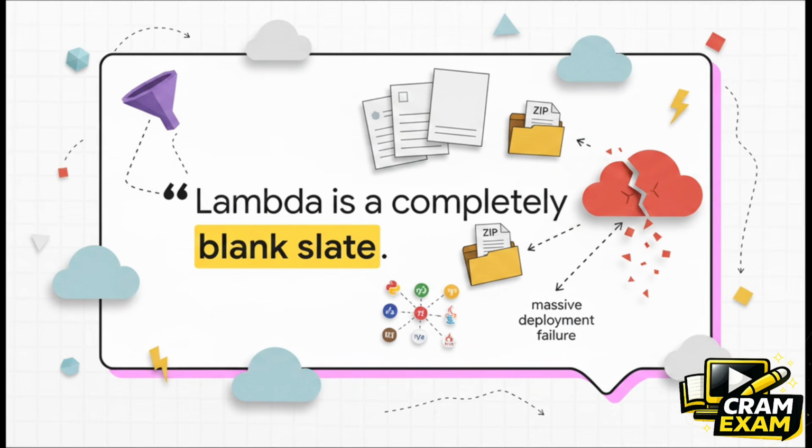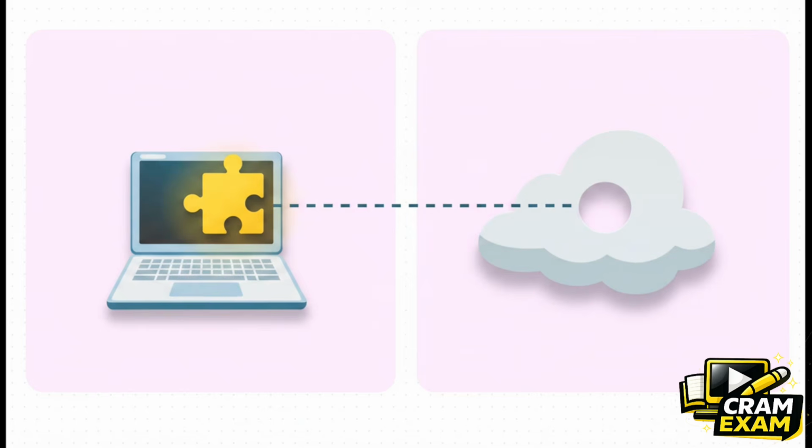But here's the kicker. Even if you do that, you can still trigger a massive deployment failure. Now, imagine this. You package your dependencies perfectly on your Windows or Mac laptop. You deploy it to Lambda, and it still crashes. Why? Because of a local versus cloud mismatch.